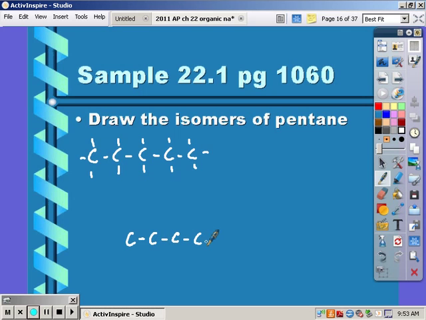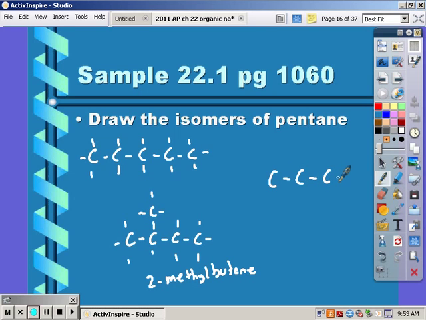Easiest way is start removing carbons. If I remove 1 carbon, I have 4, and I'm going to add that 5th carbon to the second one, which is going to be 2-methylbutane. Different name, same formula. If I did that same thing and just moved the carbon to this one, notice it's still 2-methylbutane because I would have to start numbering from the right.